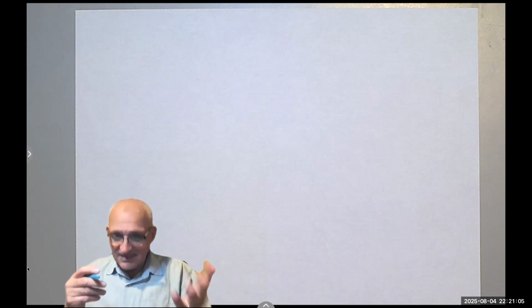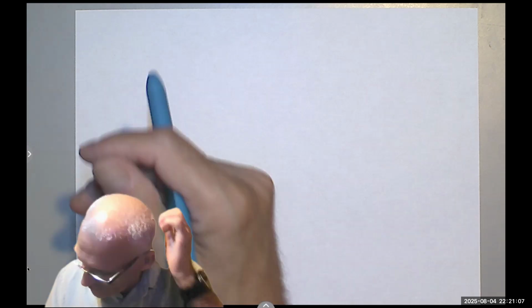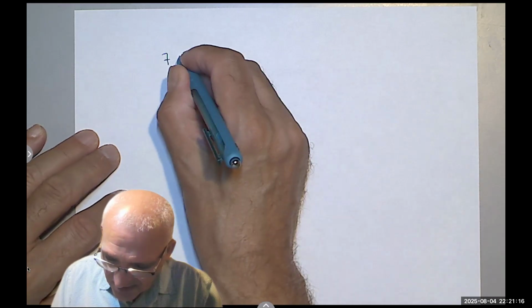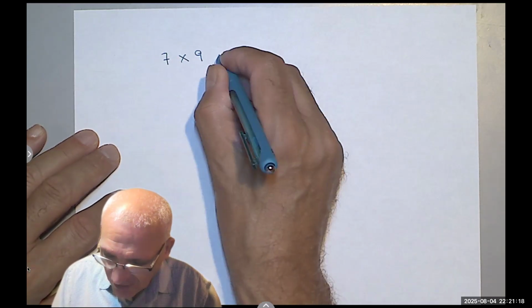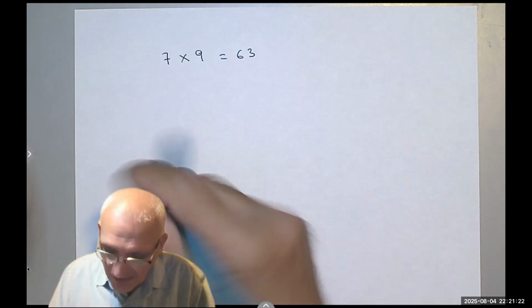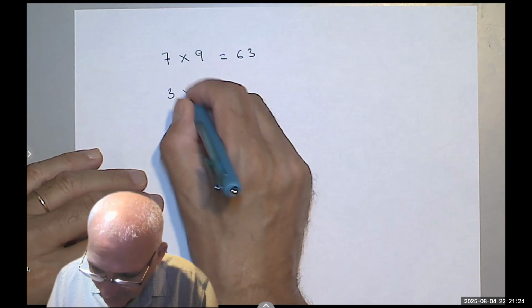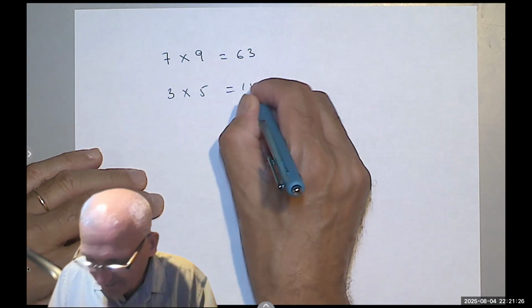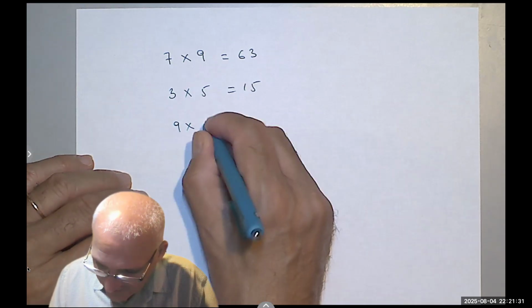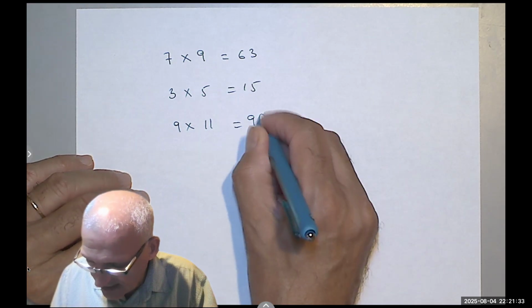Now we are going to see something interesting. Many of you, especially if you already had algebra, and even if you haven't, might have seen the following. I'm going to write something for you. 7 times 9 equals 63. We agree on that, right? How about 3 times 5? It's 15. 9 times 11. Of course, it's 99.